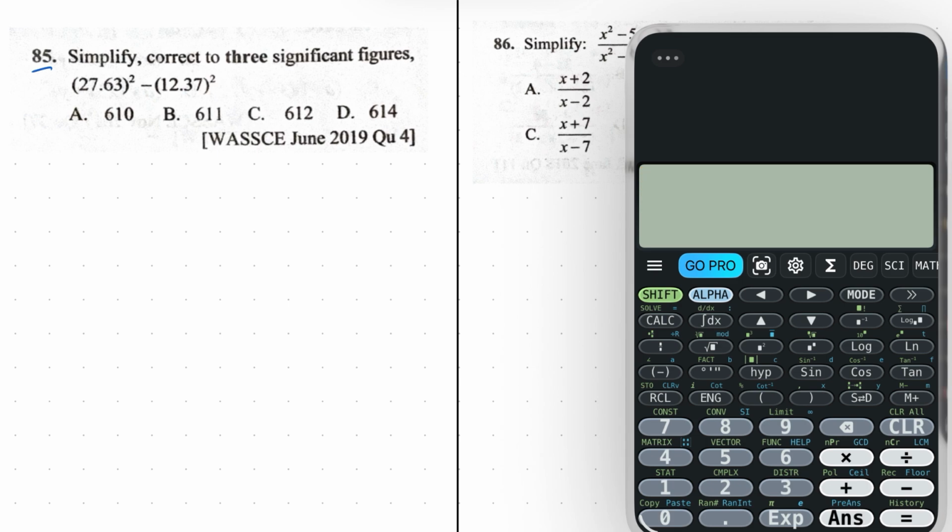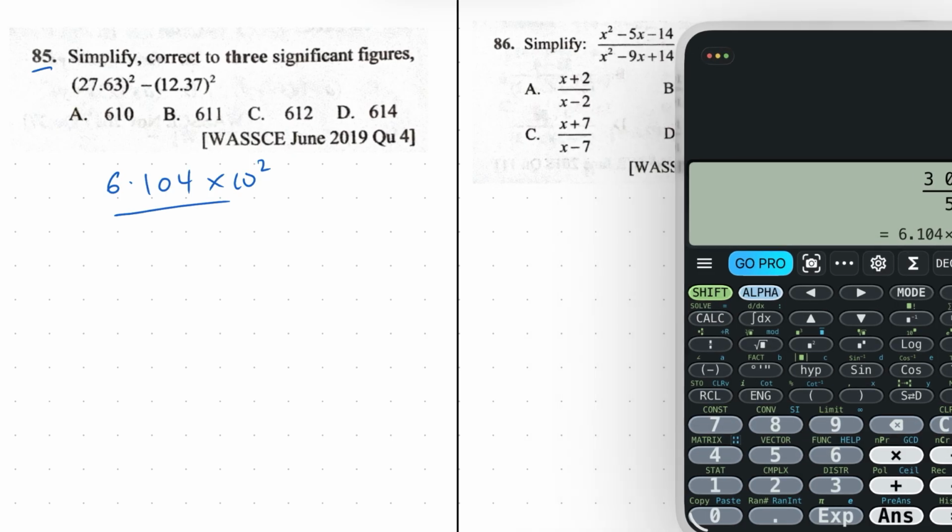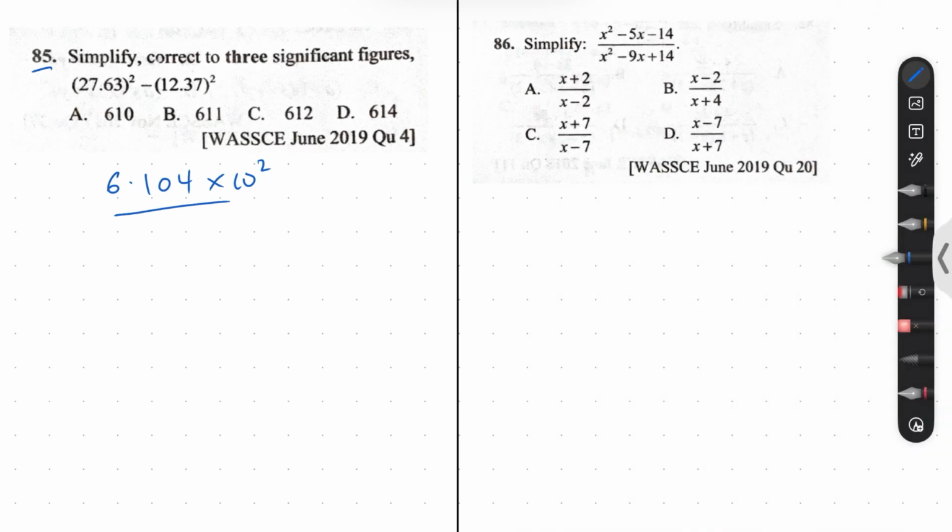So what do we do? We put it in our calculator. We have 27.63 squared minus 12.37 squared. So what do you have? 6.104 times 10 to the power 2. Now let's put our calculator outside. This is written in standard form.